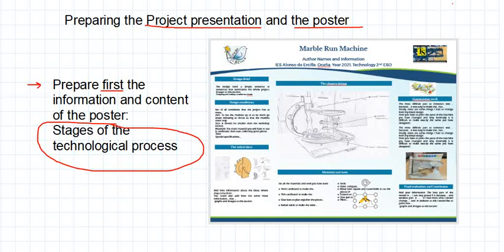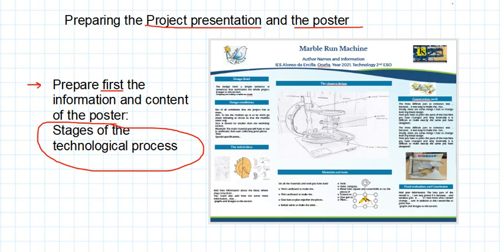This is to explain how to prepare the project presentation and the poster you have to do for our new activity. The result is going to be a poster like the one you can see here. But the first thing you have to do is to prepare all the information and all the content that the poster has to include. What you have to explain here is all the stages, all the steps you have followed for the technological process you have done.